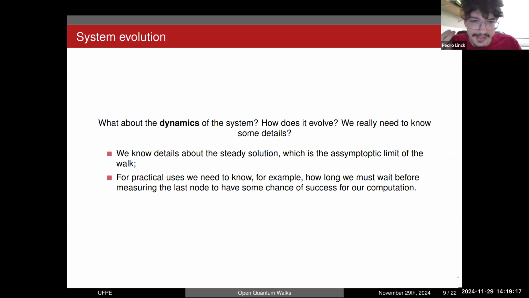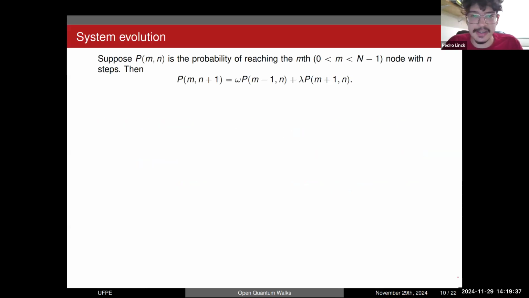So for practical uses, we need to know, for example, how long we must wait before measuring the last node to have some chance of success for our computation. So for this, we are going to study the dynamics of the walk, okay? And to do this, I used some techniques from statistical mechanics, essentially, or some physical tricks that we learn when we are physicists. So, of course, suppose P(m,n) is the probability of reaching the nth node with n steps.